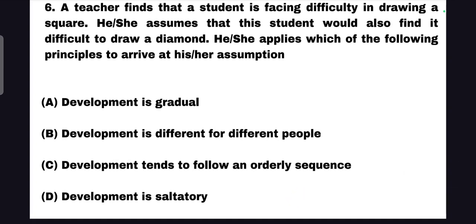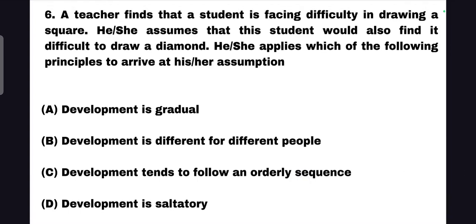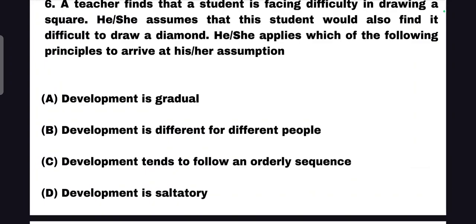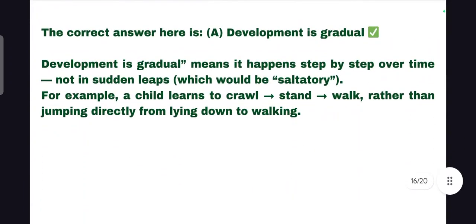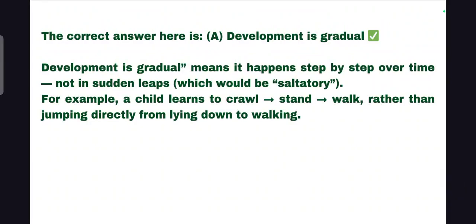Gradually the child learns how to draw the square, and gradually the child learns how to draw the diamond. The first time, the child faces a little difficulty to draw a particular thing. Then after practice, the child learns to draw the diamond, the square, etc. So that is the reason development is a gradual process. The explanation is also given there: development is considered gradual, which means it happens step by step over time, not in sudden leaps.